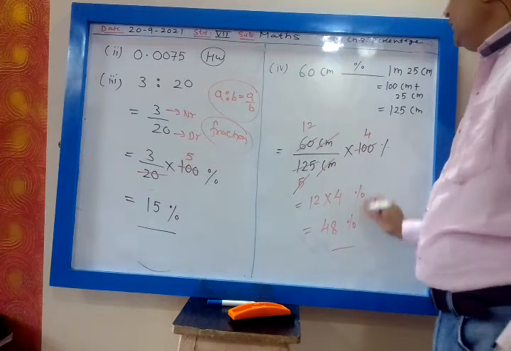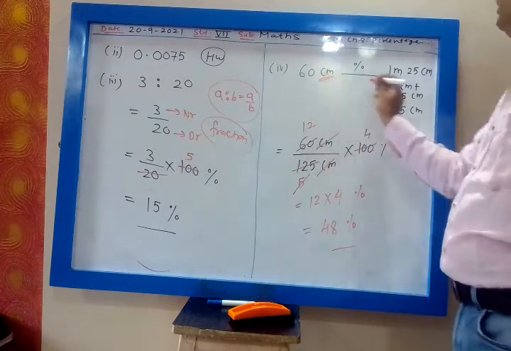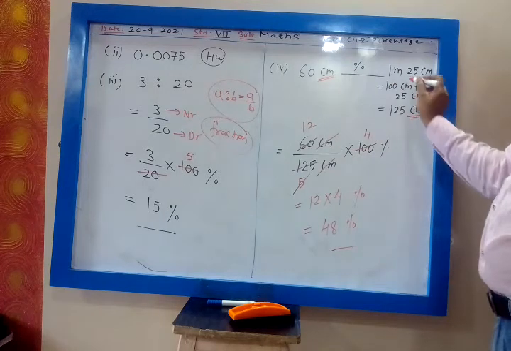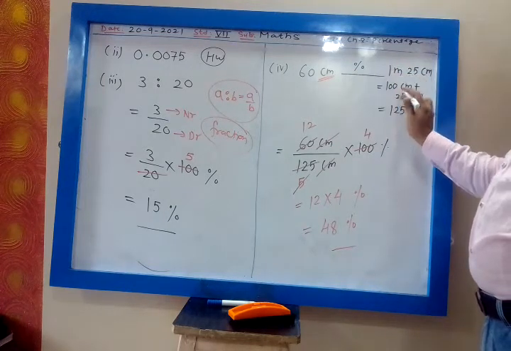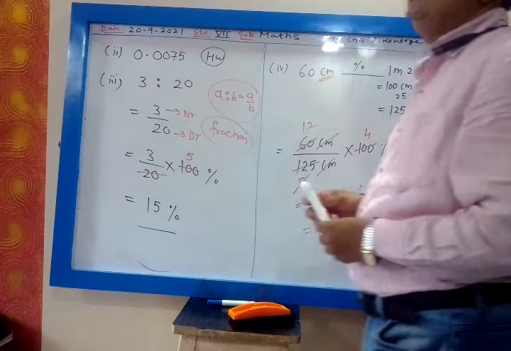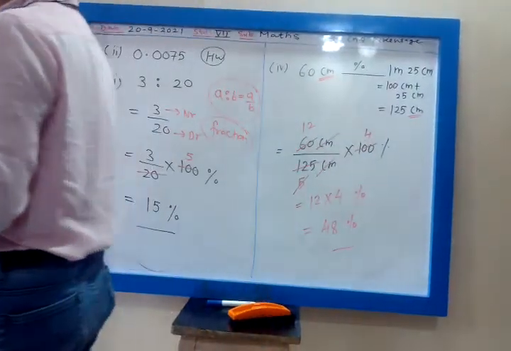Yes. So if it is centimeter, this also should be in centimeter. It is given in meter. So 1 meter is equal to 100 centimeter. 100 centimeter you add 25 centimeter. 125 centimeter.